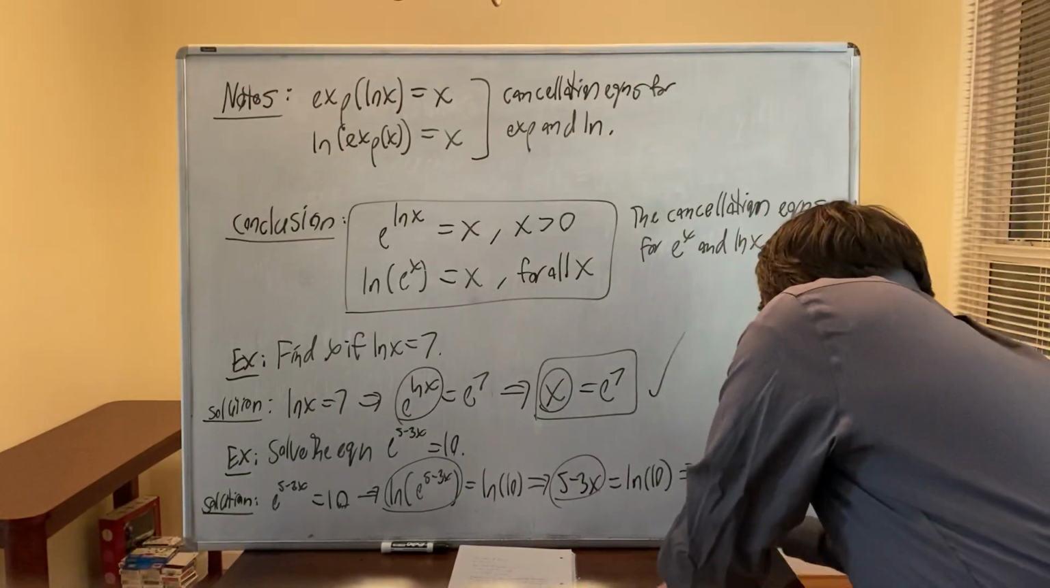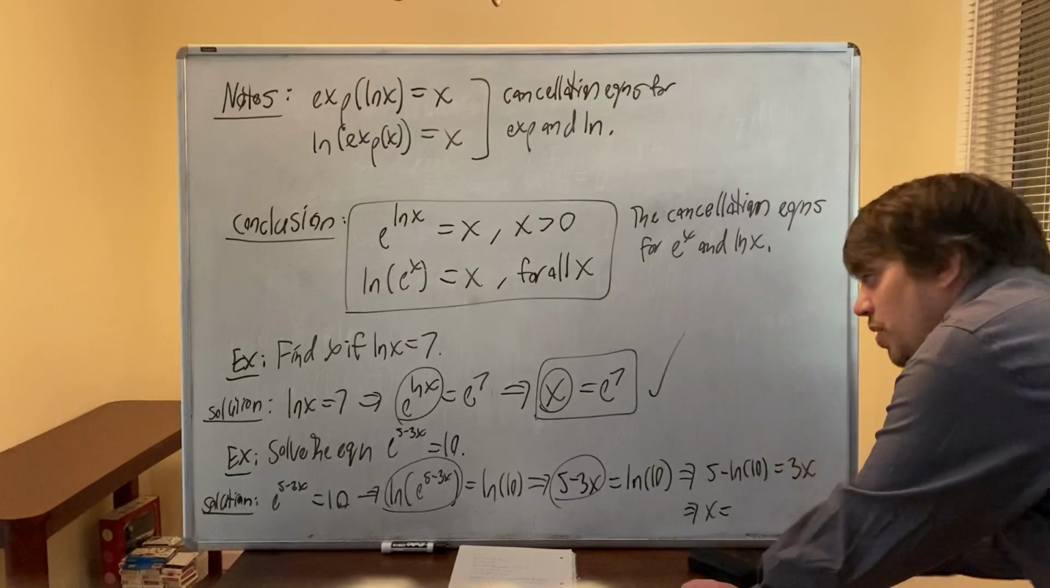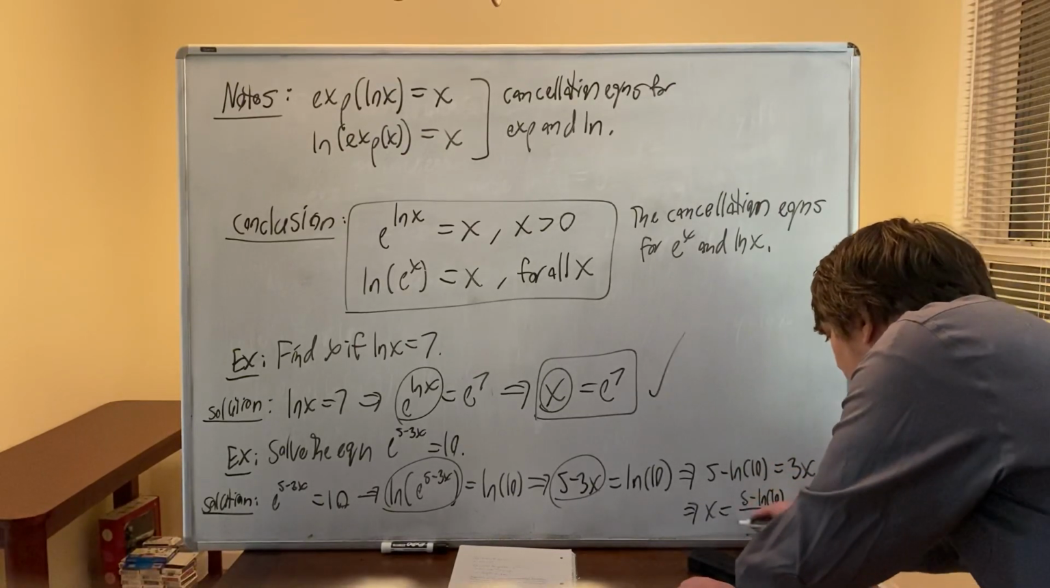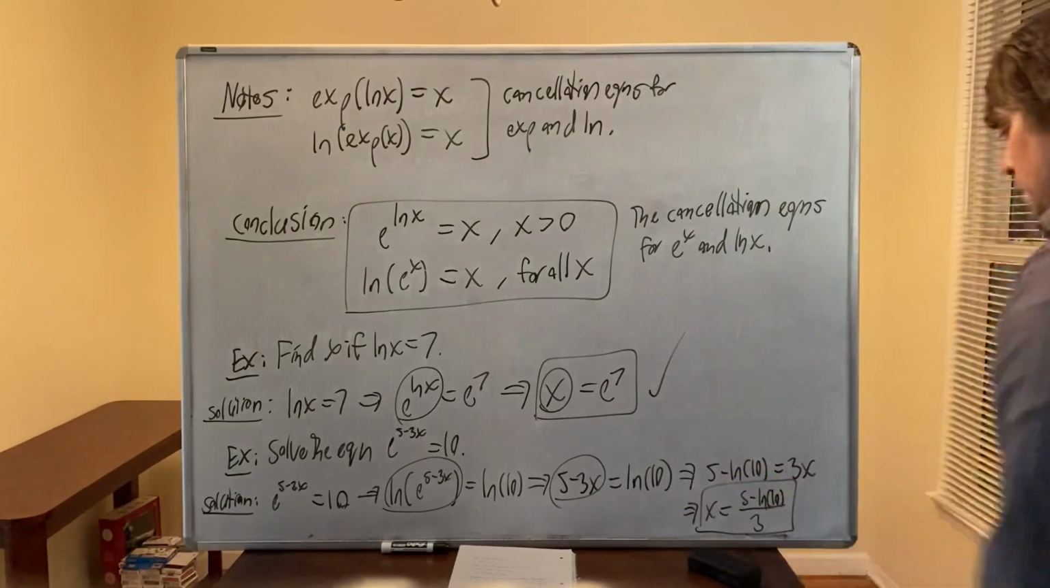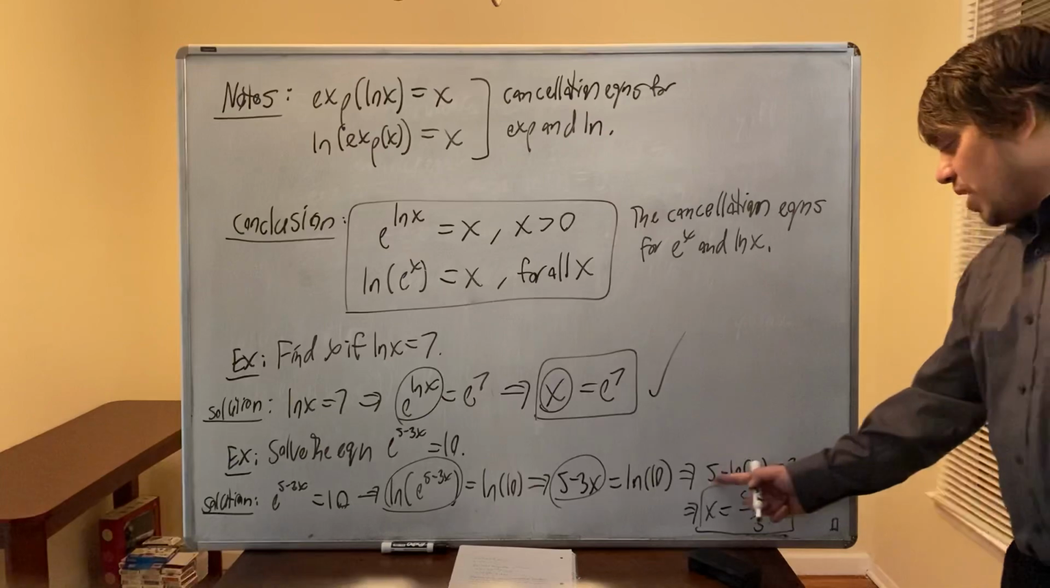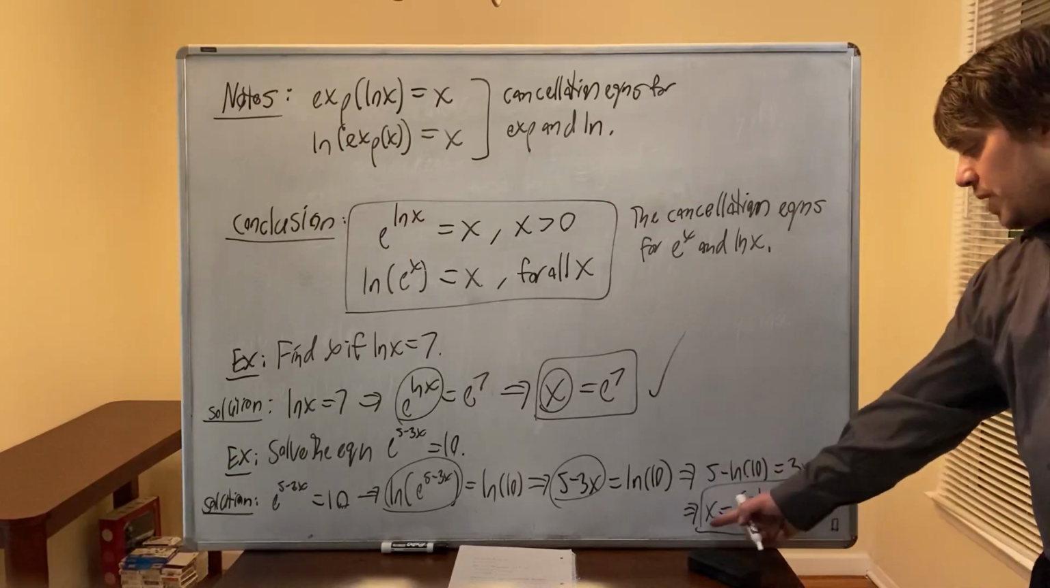I'm going to solve for x. So x is equal to, multiply each side by 1/3, 5 minus ln of 10 divided by 3. And that's x. That's the final answer. So x is equal to 5 minus ln of 10 divided by 3.